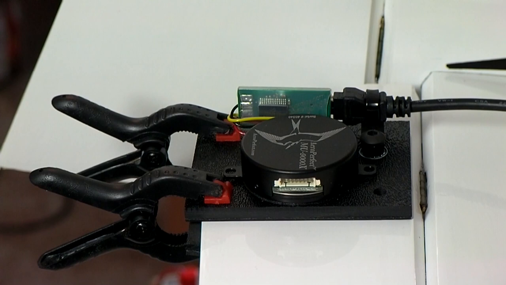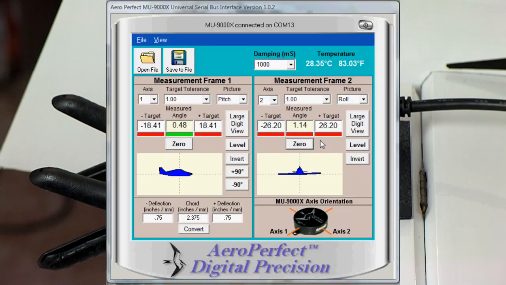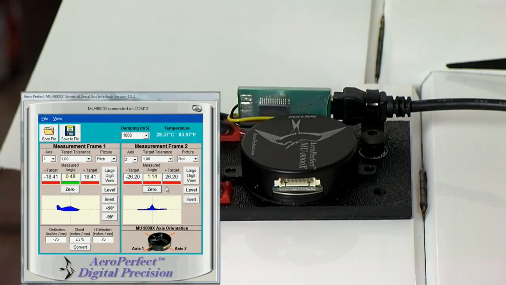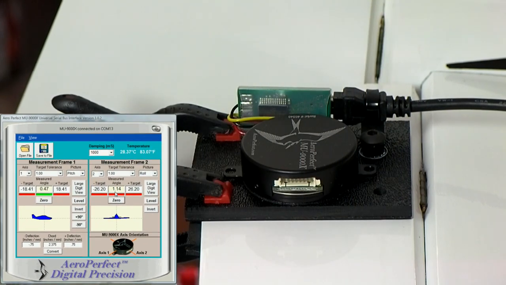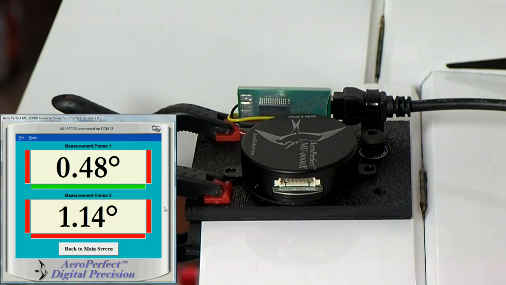Secure the angle sensor to the right elevator half and make sure its orientation is the same as it was for the left elevator half. We can see that the right elevator half is 1.14 degrees higher than our zero reference angle. Adjust the linkage of the right elevator half to obtain a reading of 0 for axis 2.